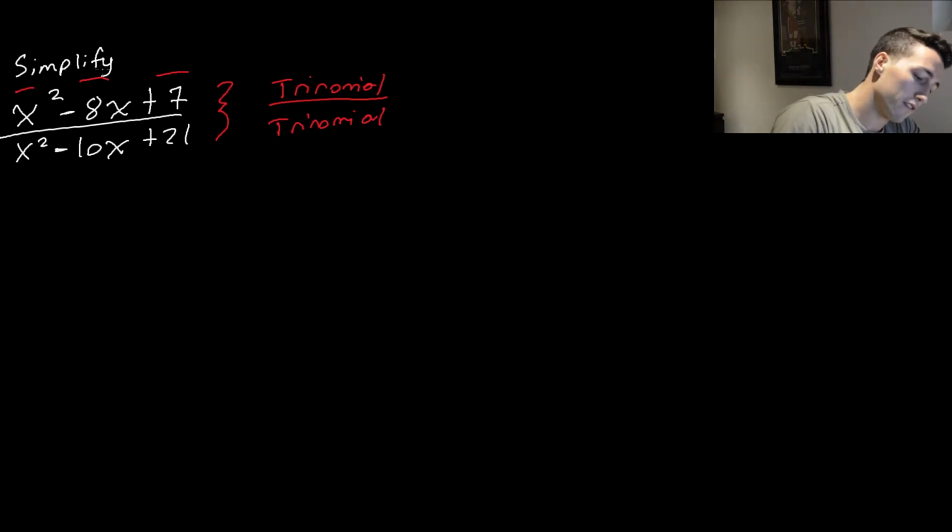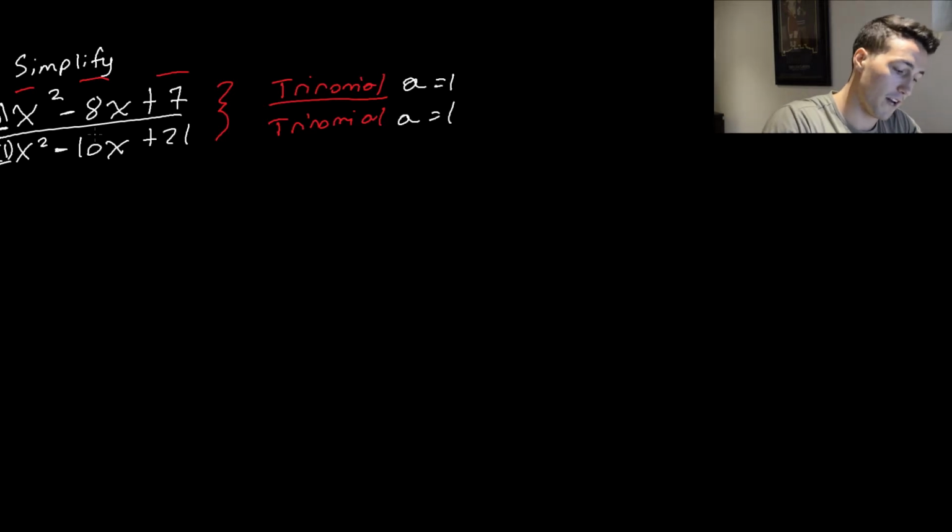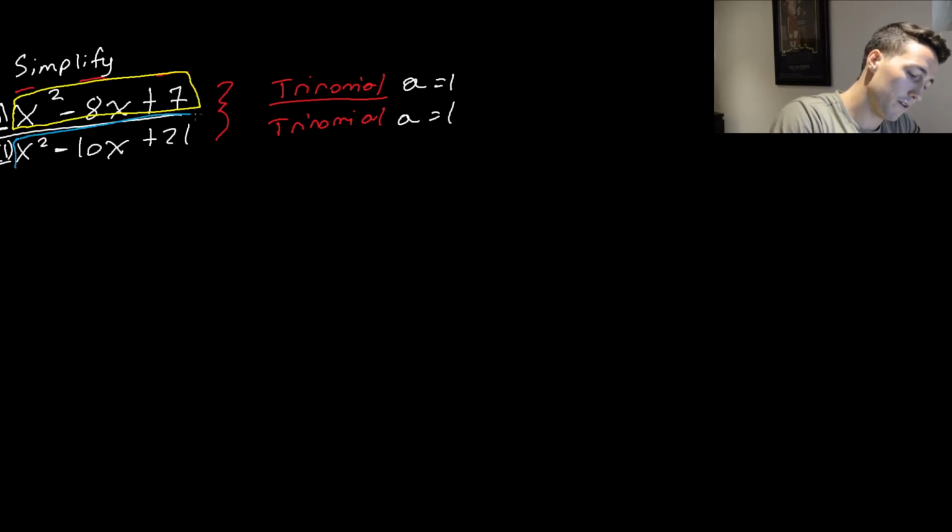So if we look at this, we can see that both the top, the numerator, and the denominator are both a trinomial where a is equal to 1. And this is the a right here. So to factor this, or I guess simplify this expression, what we do is we do it in chunks. We look at the numerator first, and then we'll look at the denominator.